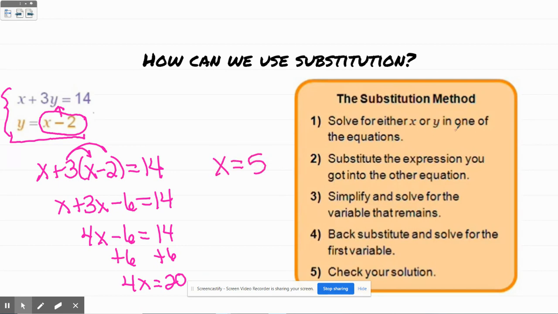So we solve for one or the other, x or y. You get one isolated. Well, it was already isolated for us. We substituted the expression in, and we solve for one of the variables. After you do that, we back substitute, and we solve for the first variable.